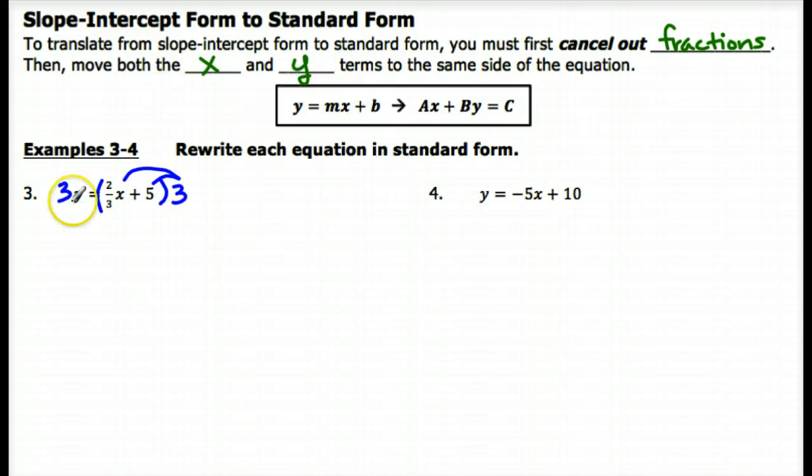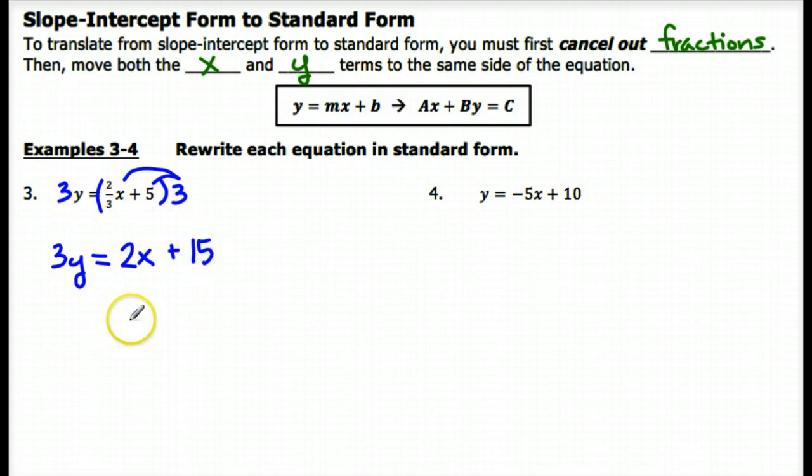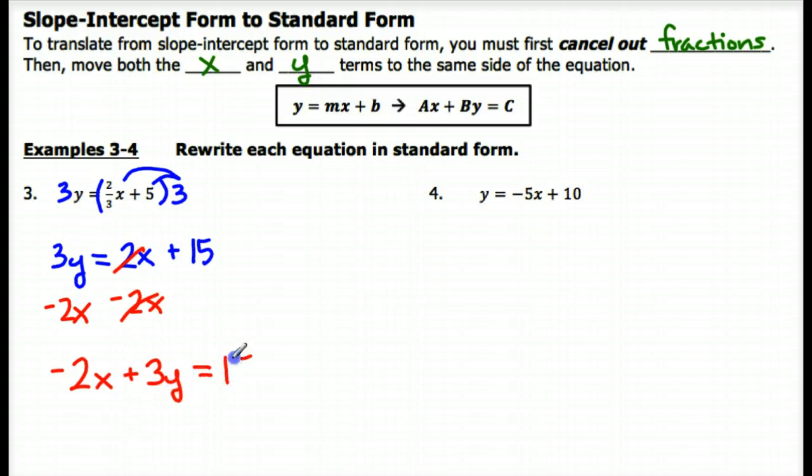So this is what I'm going to get. I'm going to get 3y equals, when I take 2/3 times 3, these 3's will cancel, and I just get 2x. So 3y equals 2x plus 5 times 3 is 15. So now I have an equation without fractions. Now what I can do is move my x term over to the same side as y, so I can subtract it from both sides. Subtract 2x, subtract 2x. That's going to give me negative 2x plus 3y equals positive 15. Okay, so that would be an equation in standard form.